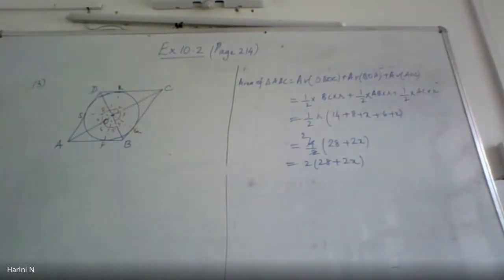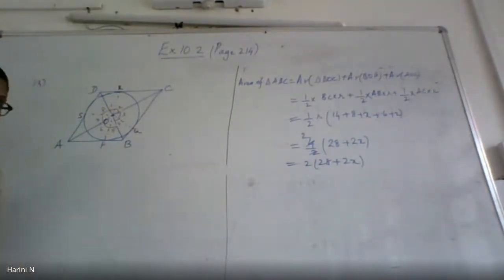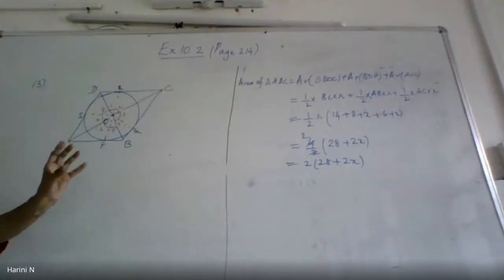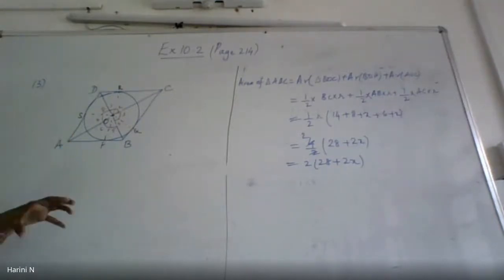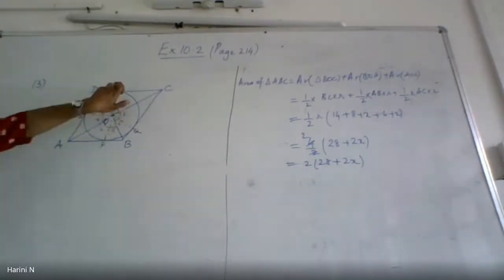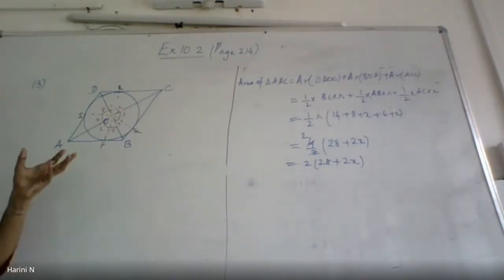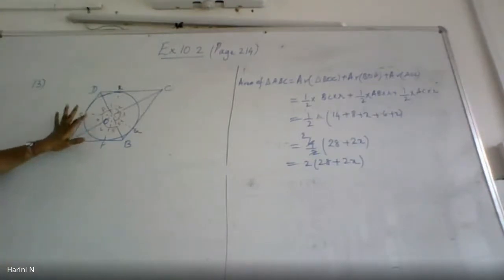And those angles will be equal because angles subtended by tangents drawn from an external point are equal at the center. That means whatever angle the tangents are making at the center are always equal. That is why your 1 and 2 has become equal, 3 and 4 has become equal, 5 and 6 has become equal, 7 and 8 has become equal. Can you understand that?